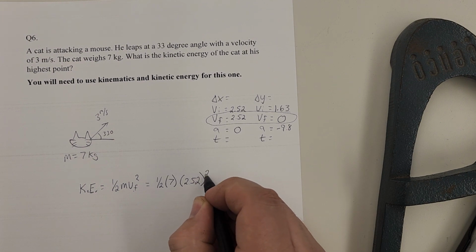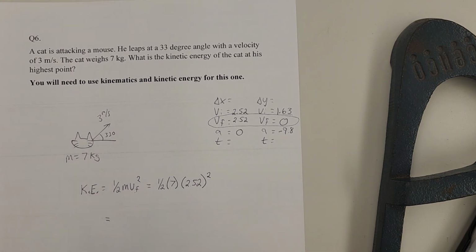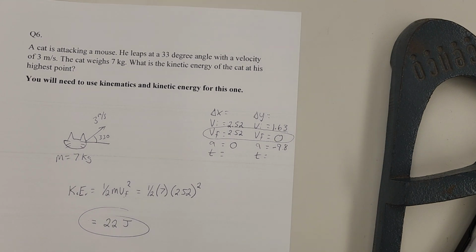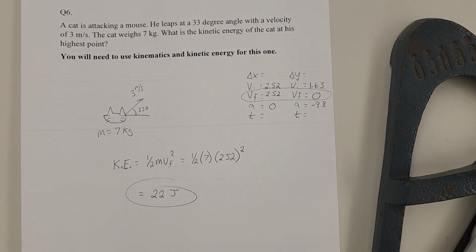2.52 squared. That we can plug in, and that gets us 0.5 times 7 times 2.52 squared. Gives us a total kinetic energy of 22 joules. It's actually 22.22, but 22 joules of energy.